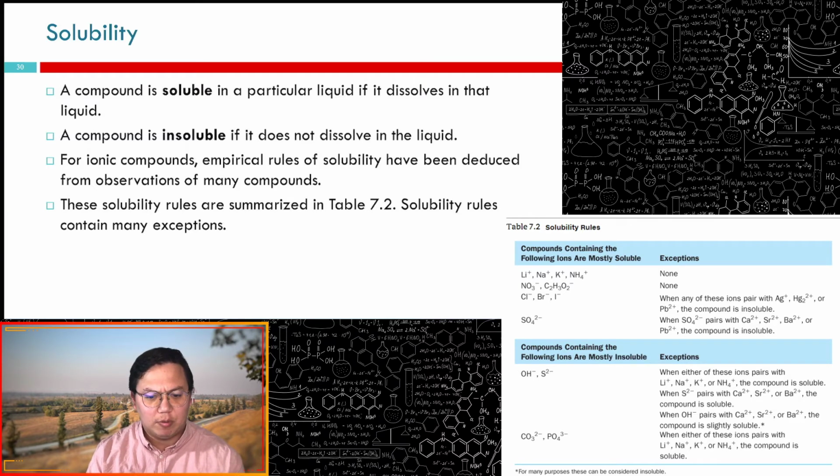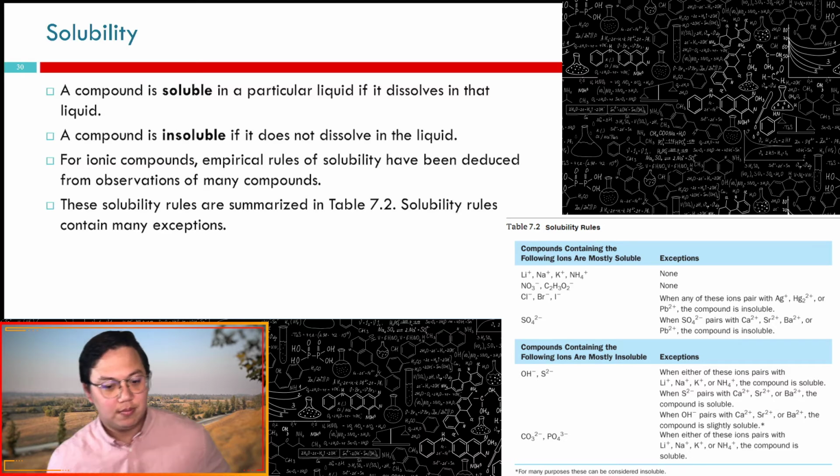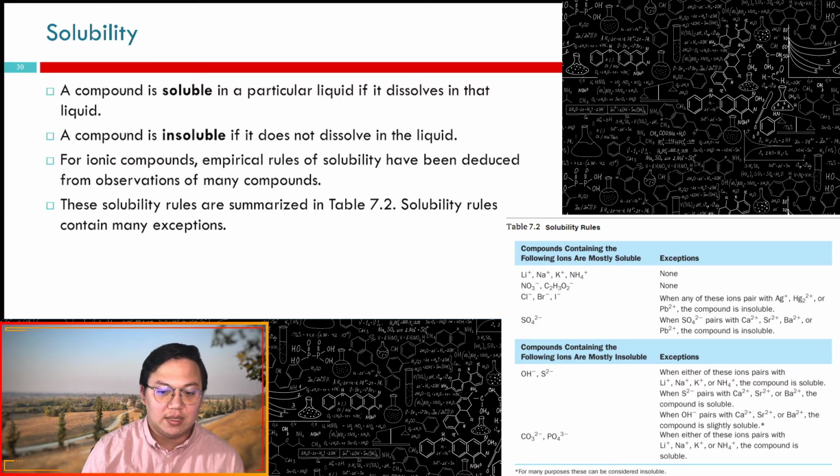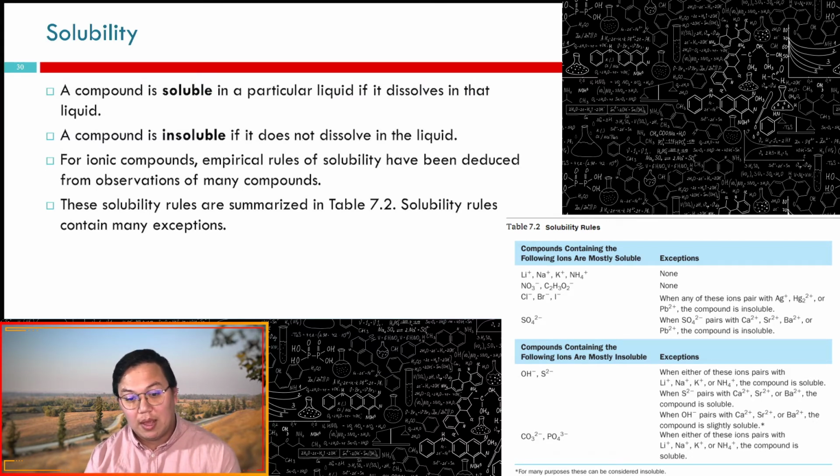And this is the table from the book that I was talking about, right? 7.2. So this is really something you kind of just have to memorize. I would memorize them in groups, right? So we have, I should make this somehow so I can write on it, we have lithium, sodium, potassium, and ammonium, and those are soluble. With any of the compounds that we're going to see in this class, those are soluble.